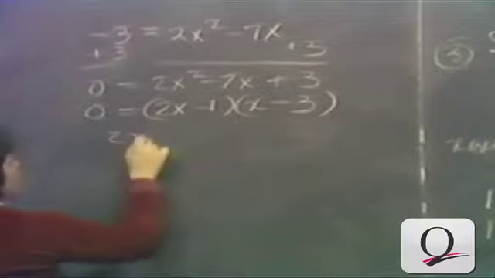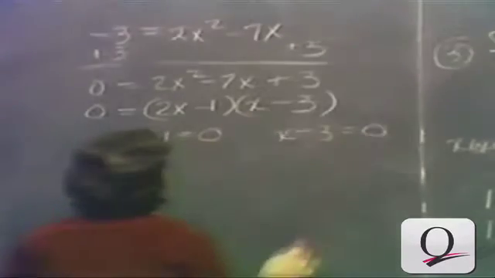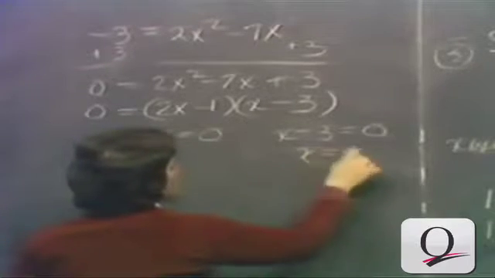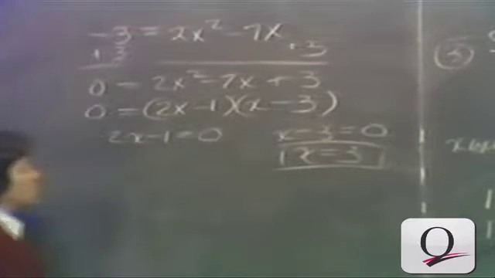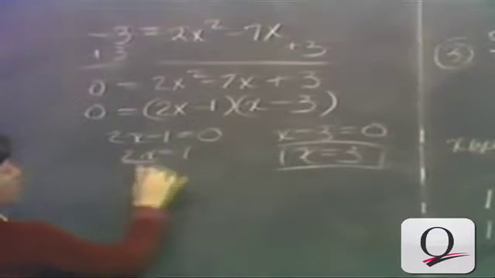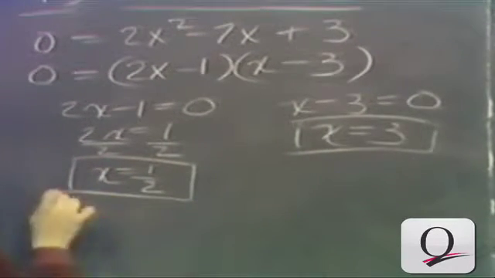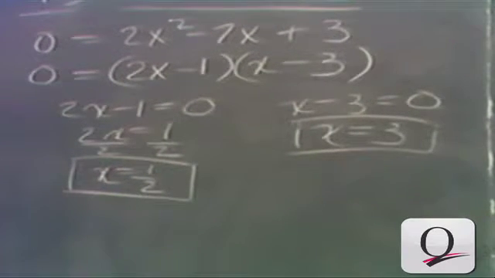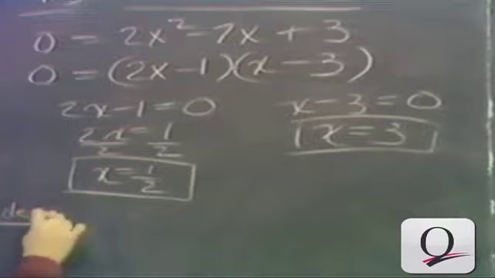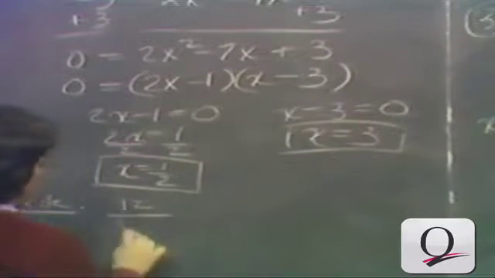That means either 2x minus 1 equals 0 or x minus 3 equals 0, giving us here x equals 3 as a solution. Here, adding 1, 2x equals 1, then dividing by 2, x equals 1/2. And we know that any equation we would like to check, but it's particularly important in a fractional equation that contains variables in the denominator.